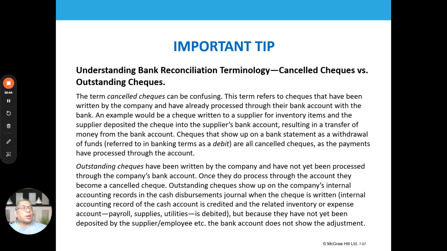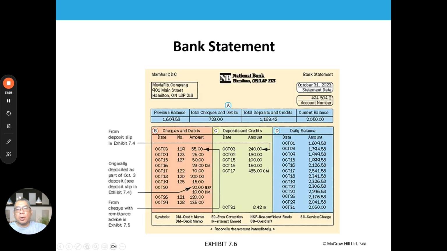Okay, next important tip: canceled checks versus outstanding checks. This is what the difference is. Canceled check can be confusing. This term refers to checks that have been written by the company and have been processed through their account in the bank. For example, a check is written to a supplier for inventory and deposited to the bank account, or a transfer of money from the bank to another bank account. Checks that leave the bank account, such as withdrawals of funds, are all canceled checks, as the payments have been processed to the account. An outstanding check has been written but has not yet been processed through the company's bank account. Okay, this is the big difference.